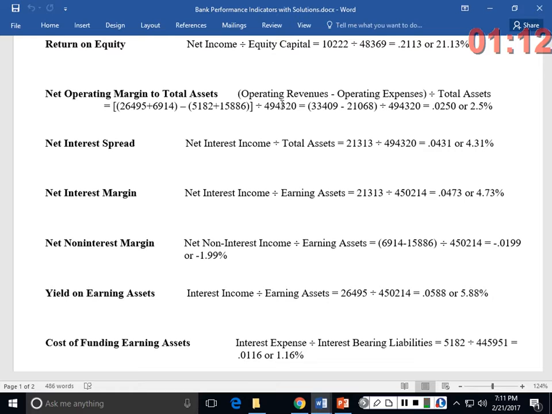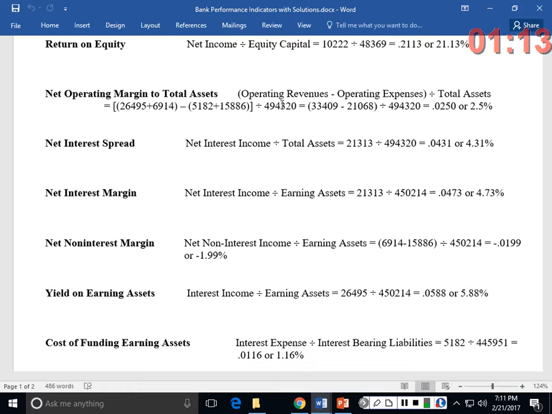Now, the net interest spread is net interest income. When you see the word net, that's telling you one thing is being subtracted from something else. So for net interest income, that's interest income minus interest expense. How much more in interest income does the bank make than interest expense, divided by total assets? So this bank has a net interest spread of 4.31%. In other words, it's making 4.31 percentage points more on what it's earning in interest versus what it's paying in interest. That's a really important number that banks want to keep a close eye on.